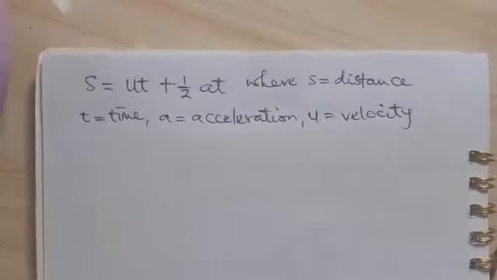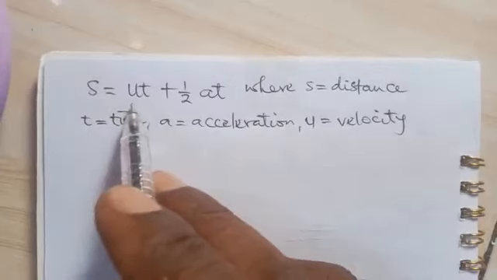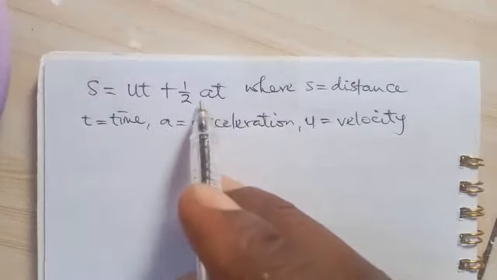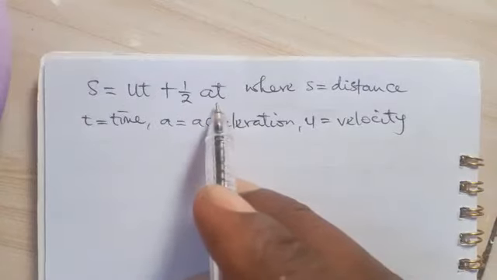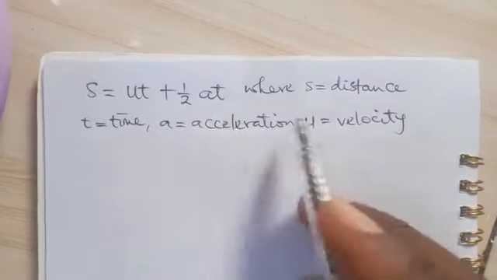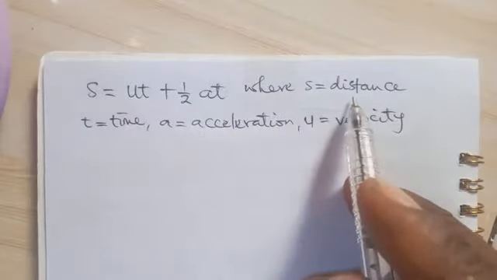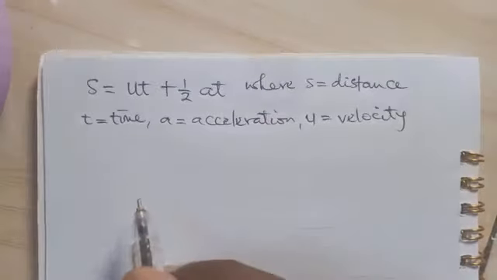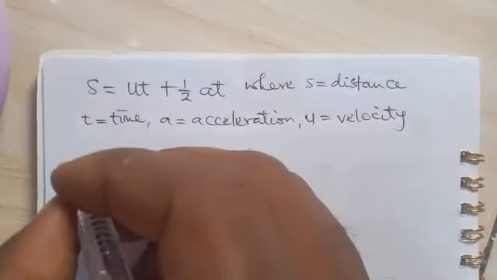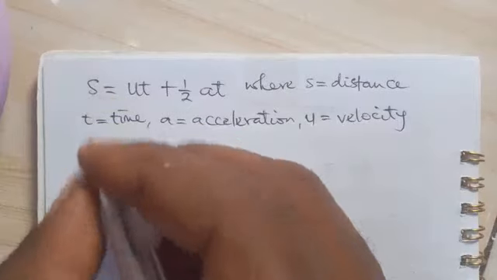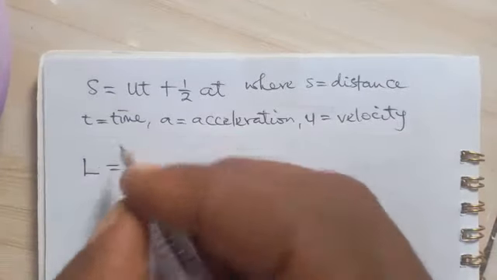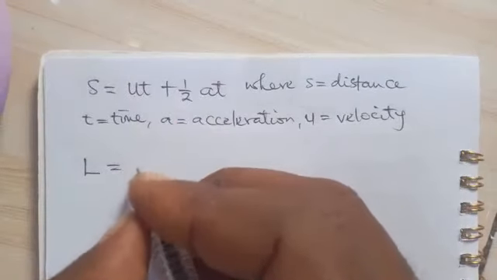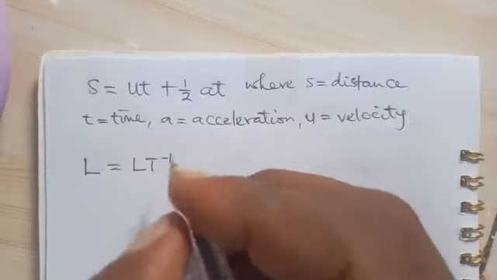Okay, we have another one. We can try s equal to ut plus half at. We want to find out if it is dimensionally correct. You can pause the video and try it yourself. Of course, s stands for distance, t time, a acceleration, and u velocity. Now moving forward, we can say distance, that is length, is equal to u, which is velocity. Velocity is meters per second. So we have LT minus 1, time.